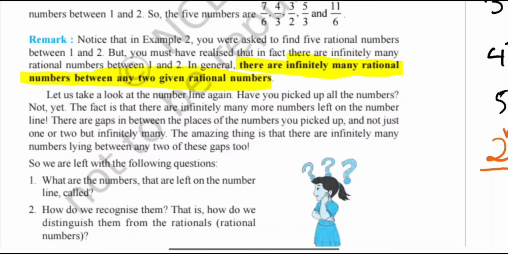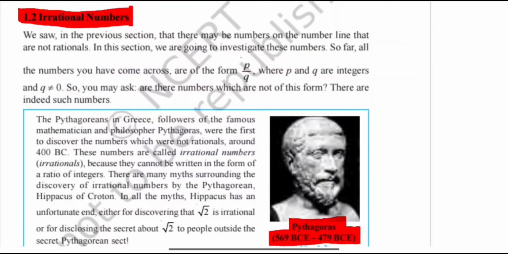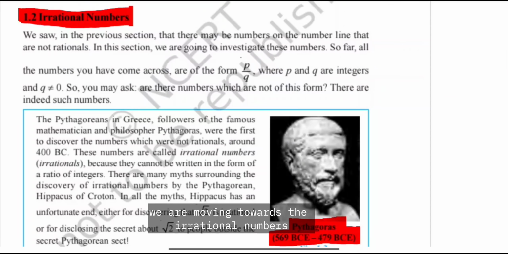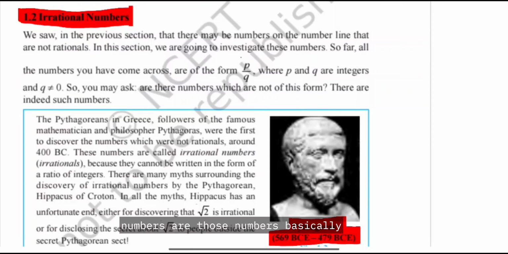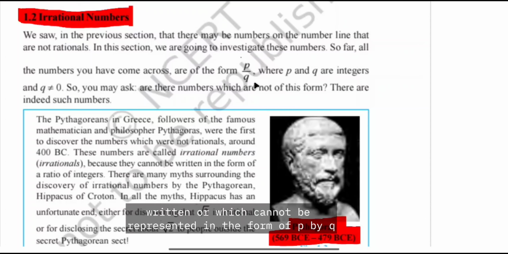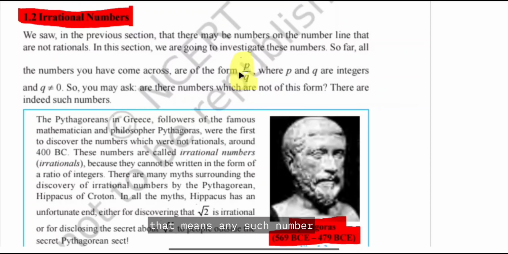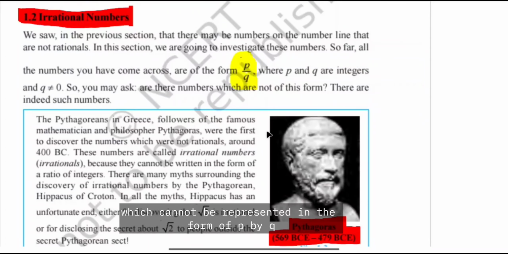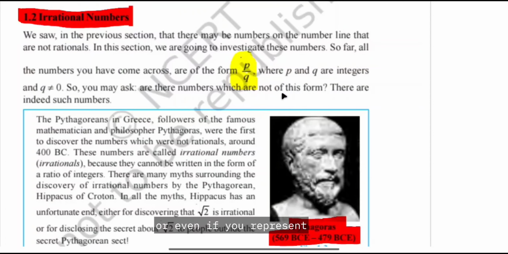Along with this, we are moving towards the irrational numbers. What are called the irrational numbers? Irrational numbers are those numbers which cannot be written or represented in the form of p by q. That means any such number which cannot be represented in the form of p by q, or even if you represent that in the form of p by q, but p and q must not be from the group of integers.